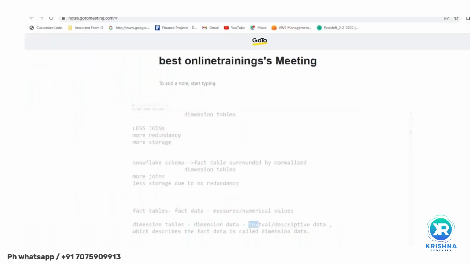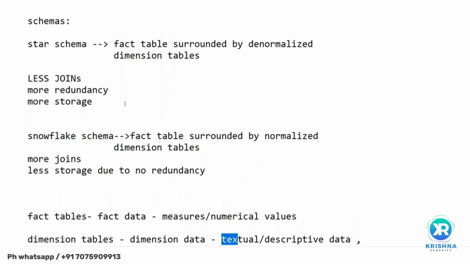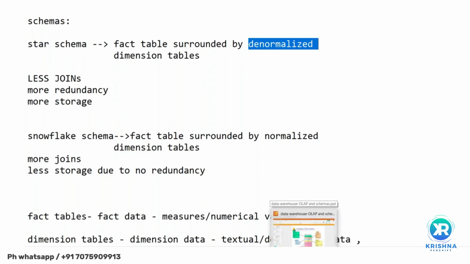I will show you how star schema and snowflake schema look. Denormalized dimension tables, this is very important. A fact table surrounded by denormalized dimension tables is called star schema. A fact table surrounded by denormalized dimension tables is called star schema. So what do you mean by denormalized?